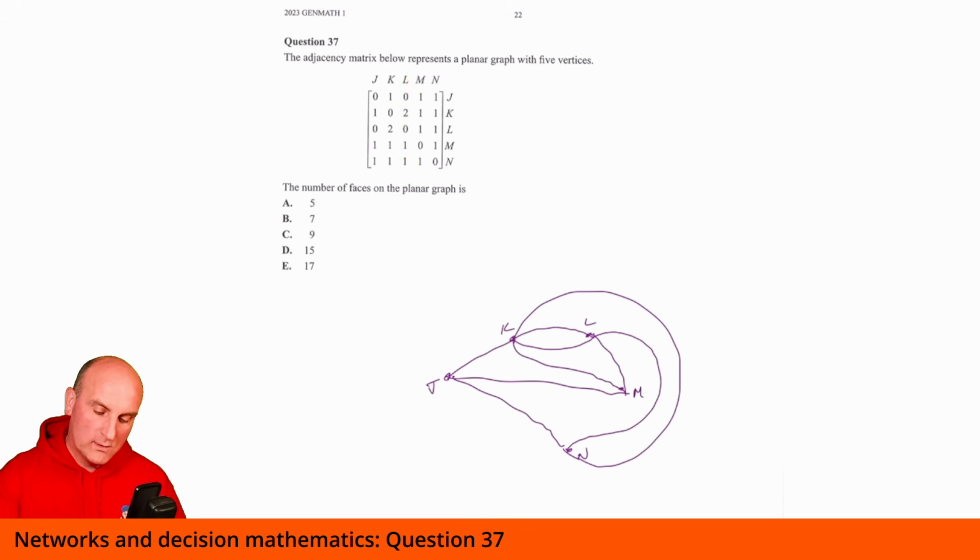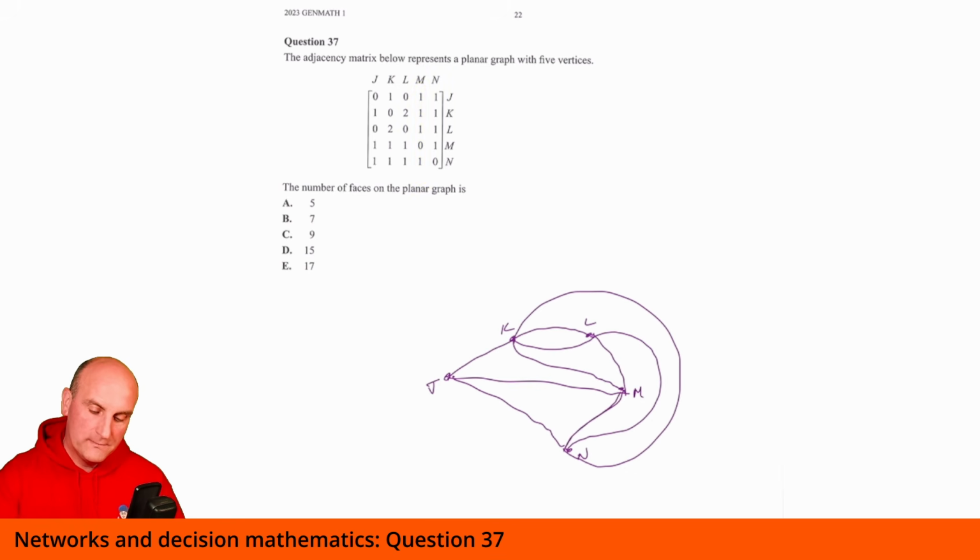Right, here we go. Next one. We've got M. Let's do a highlighter. M and J is 1, yep. M to K is 1, yep. M to L is 1, yep. M to N, I haven't got an M to N yet, so there's my M to N.